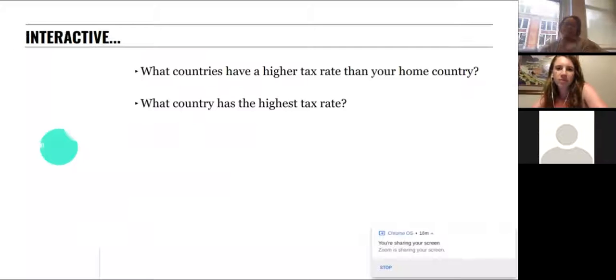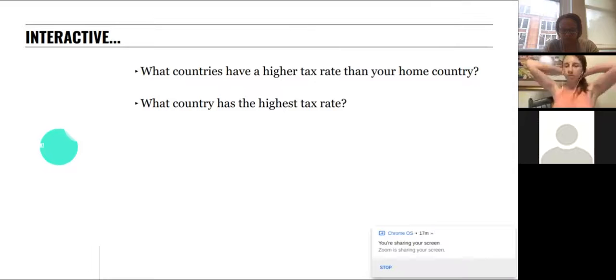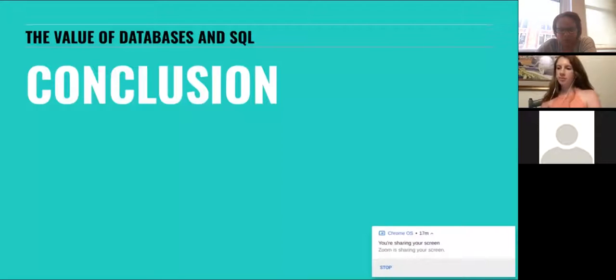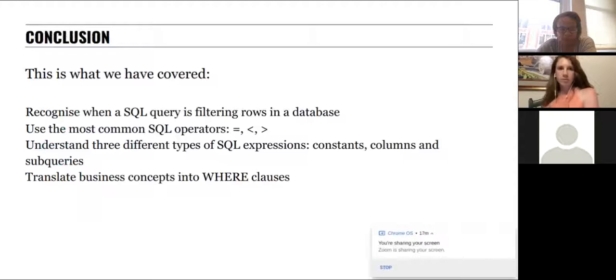So here are some exercises that you can either do now or we can do later. We could look at what countries have a higher tax rate than your home country, because we can do a select query to get that tax rate and then we can compare against it. We can also ask, which country has the highest tax rate, because we can compare against the max value on, say, 2018.